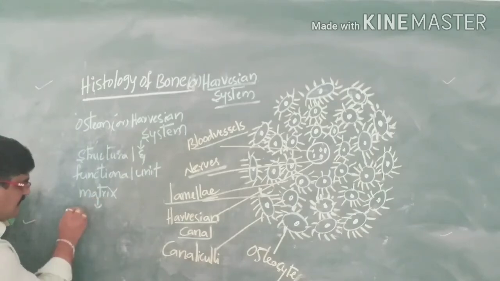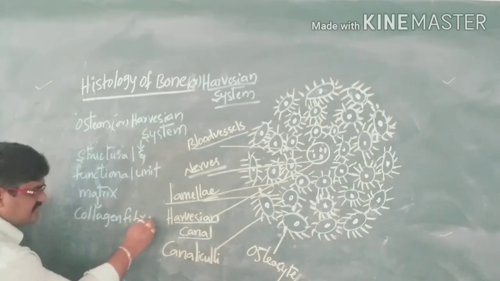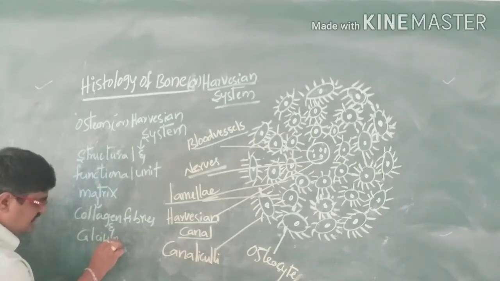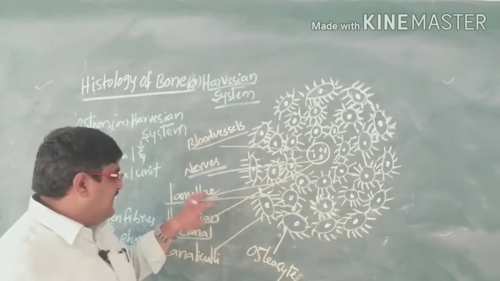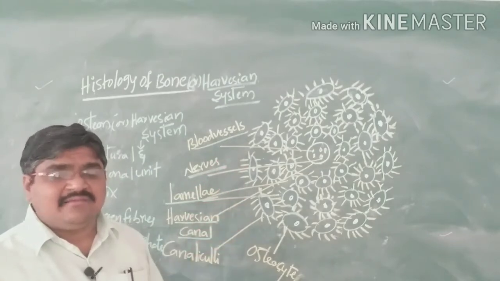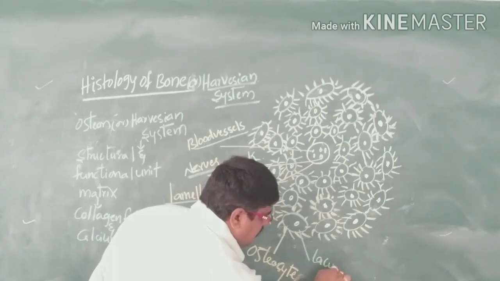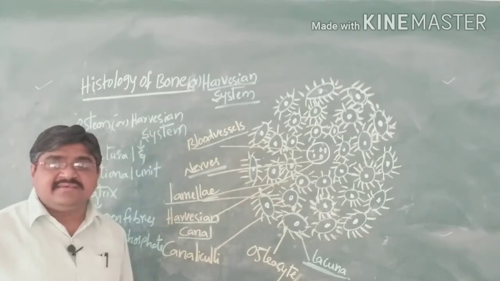So it consists of the collagen fibers and the calcium phosphate. Around this we have the lamellae. Inside the lamellae we have space-filled sacs, and those space-filled sacs we call lacunae. That means the space-filled cells which are present.